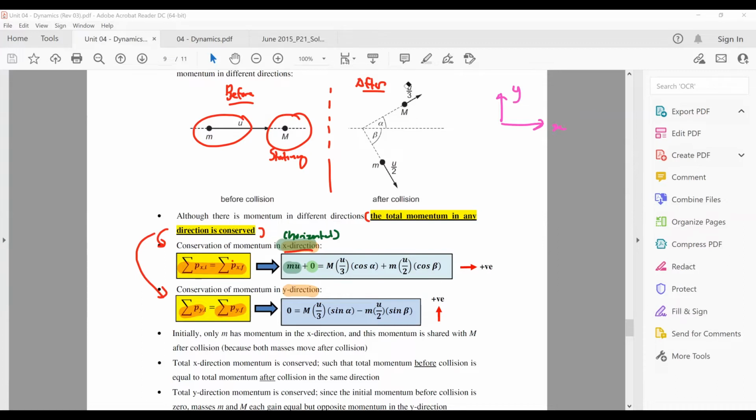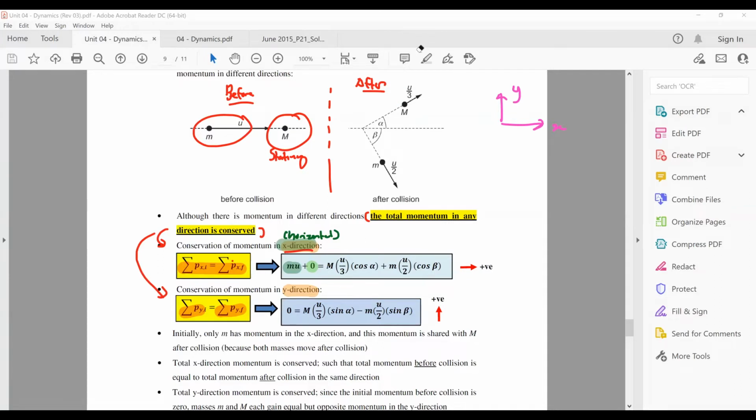But to find the momentum in the x and y direction, I need to resolve something. Mass is a scalar, so I cannot resolve mass. Velocity is a vector, so I can resolve the velocity. Right now, what I can say here is that this one can be resolved into two perpendicular directions.